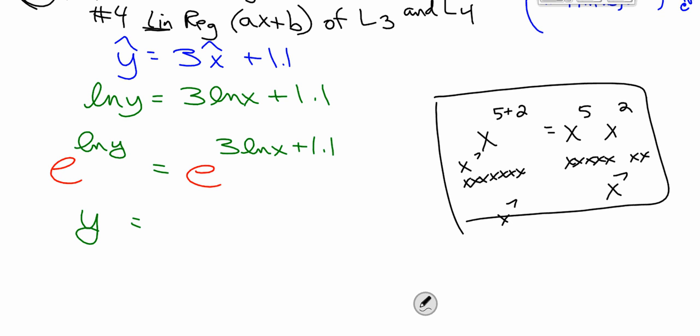We're used to seeing that with numbers, but somehow it can mess us up a little bit here. So if I have e to the 3 ln x plus 1.1, I can call that e to the 3 ln x times e to the 1.1, and I'm doing the exact same thing. An old problem that we just reviewed.